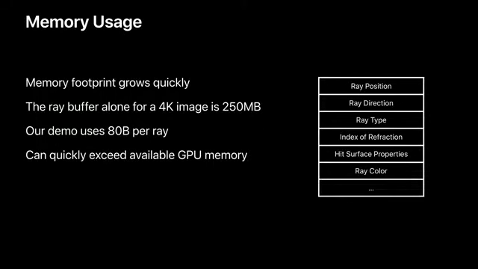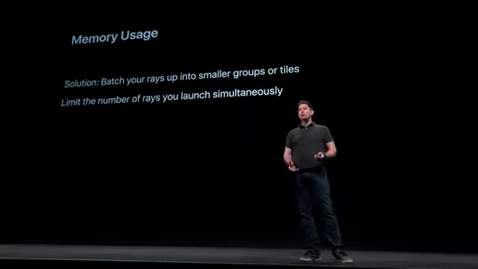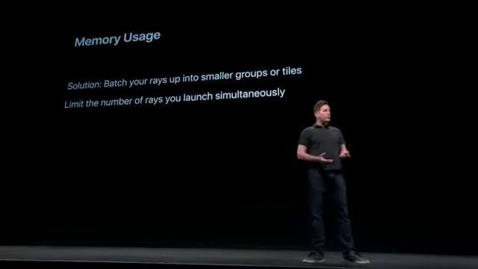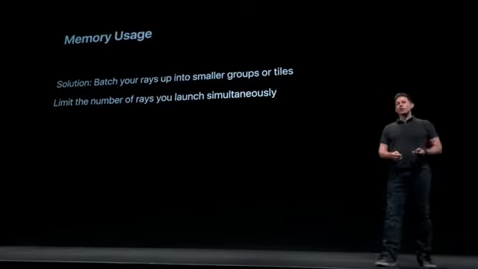With all of these new buffers we're allocating, we're going to be using a lot of memory. For a 4K image, the ray buffer alone would be 250 megabytes. In one of our demos, we're using almost 80 bytes per ray, and this approach can quickly exceed the amount of available GPU memory. One solution to this is just to batch up your rays into smaller groups or tiles. And by restricting the number of rays that you're launching simultaneously, you can drastically reduce the memory footprint of your resources.